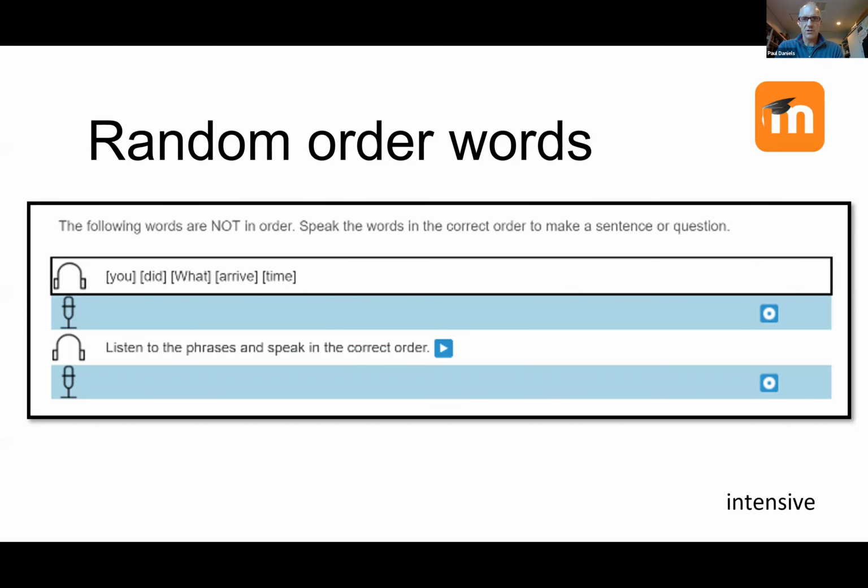You can do something a little bit trickier, for example, random word order, where the students are looking at something like: you, did, what, arrive, time, and then they have to put that into the correct order or speak that in the correct order. For example, what time did you arrive?